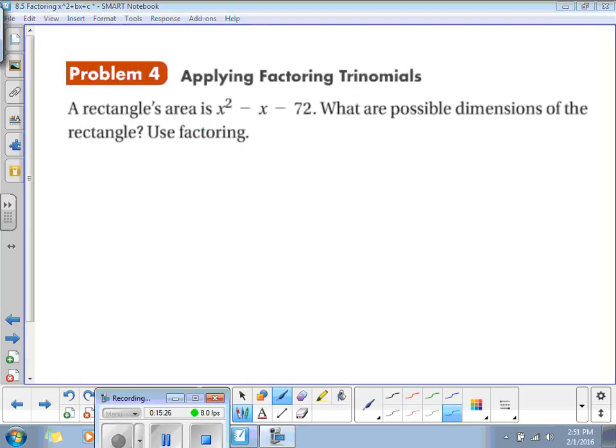All right, problem 4 is applying factoring trinomials. Okay? A rectangle's area is x squared minus x minus 72. We want to know what are the possible dimensions of the rectangle, and we want to use factoring to figure it out. Okay? So what's the area of a rectangle? Length times width. Very good. So area is length times width, right?